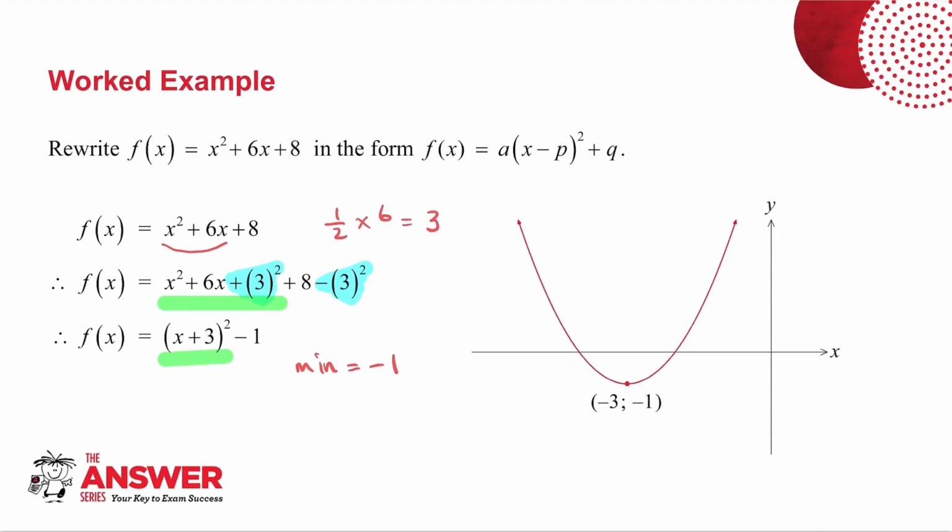When do I get minus 1 as an answer? I get it when this bracket is 0. And when is this bracket 0? It's when x is equal to minus 3. So the turning point of my parabola is (minus 3, minus 1). And because my a value is positive, I know that my arms go up. So it's an incredibly useful form to give you the turning point of a parabola.